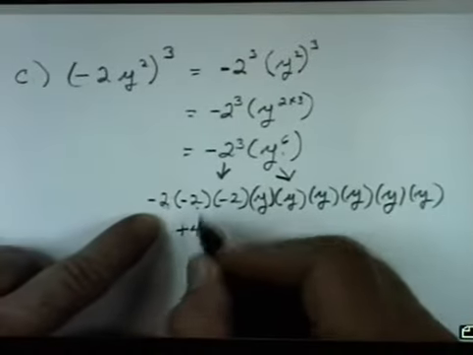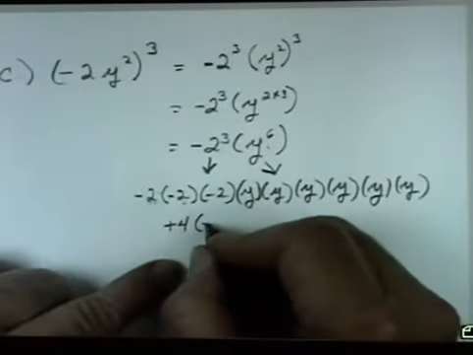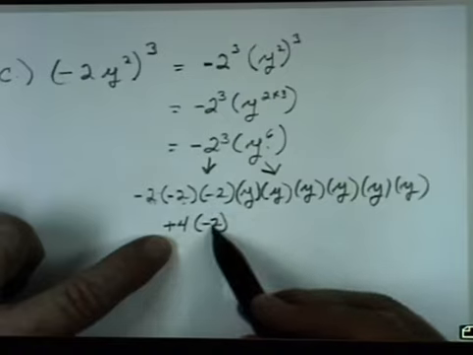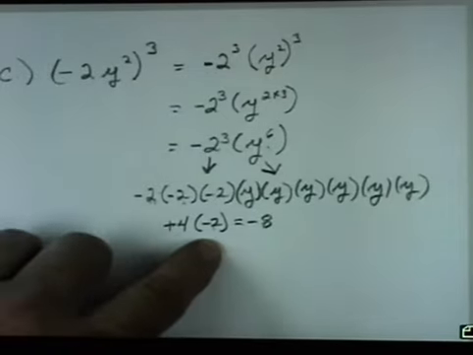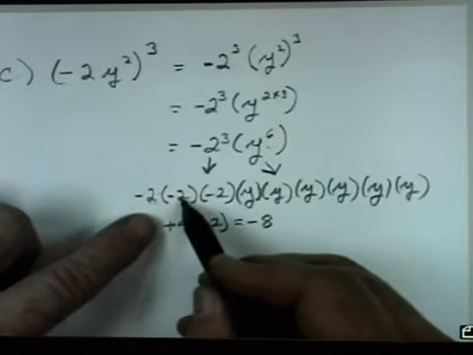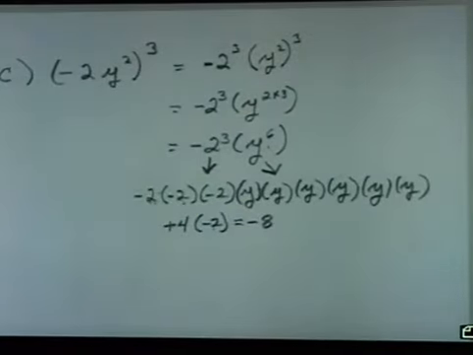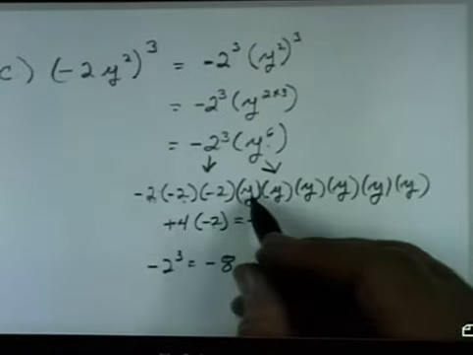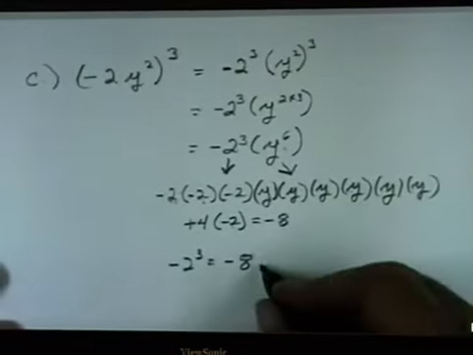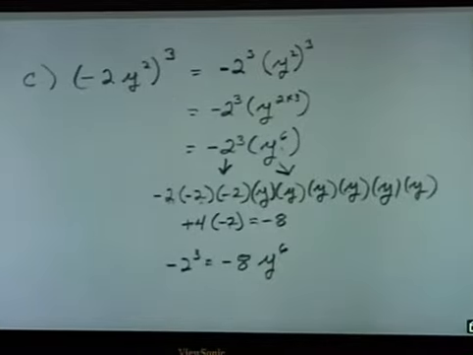What is a minus 2 times a minus 2? This is a positive 4. Minus times a minus is a positive. So what's a plus 4 times a minus 2? That's a minus 8. So minus 2 times minus 2 times minus 2 equals a minus 8. Does everybody see that? So minus 2 cubed equals a minus 8. And y times y times y times y times y times y is y to the 6th. So that's what that equaled. Do you follow that? Okay.